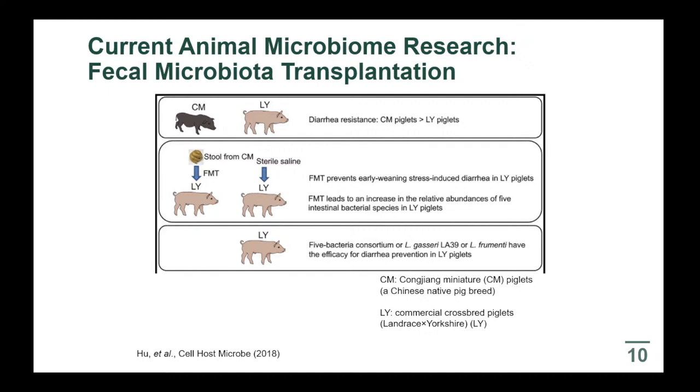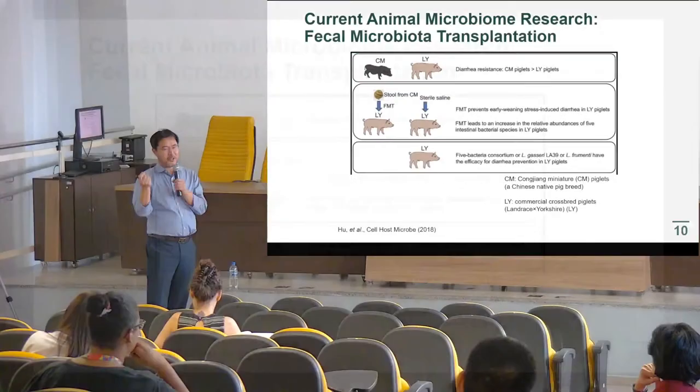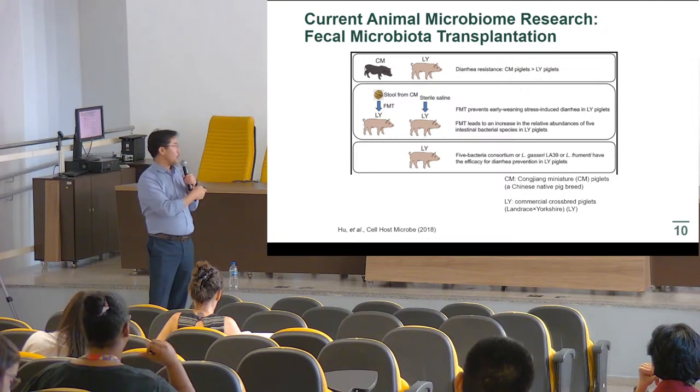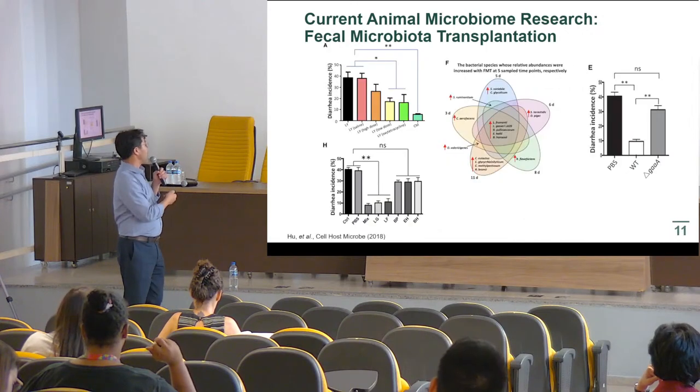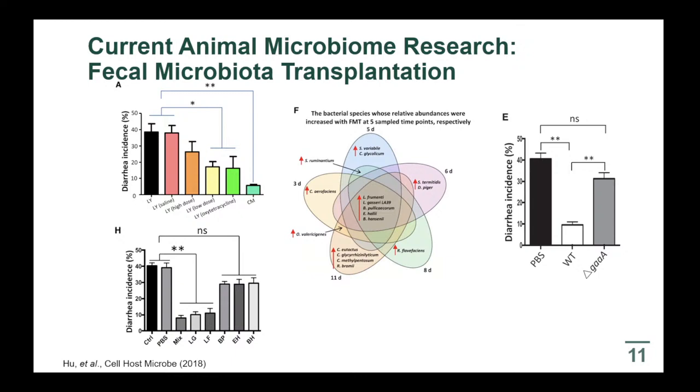One was published in 2018, which also looked at FMT using a Chinese native breed, the Hongjiang miniature pig, and this is LY, just a commercial crossbred. But these native pigs are very resistant to diarrhea compared to LY. So they collected healthy microbiota from these pigs and orally gave it to the LY. If they gave an appropriate amount of feces to the LY, the incidence rate was significantly reduced from the normal rate of piglets, about 40%, down to 10%, which is the native pig breeds' average incidence rate, very comparable.